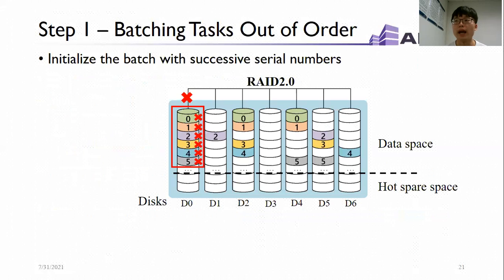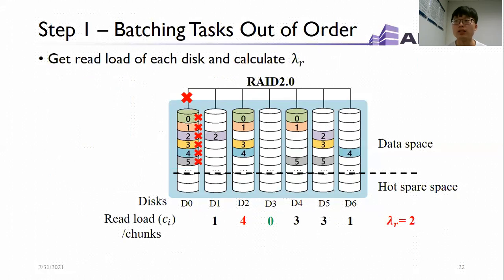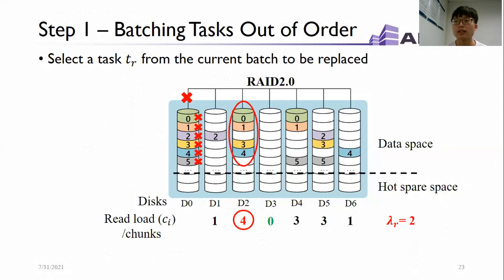For example, we add the first 6 tasks to the current batch. Then we get the read load CI of each surviving disk. The larger CI is, the hotter DI is. Here C2 is the largest, so D2 is the hottest disk. The lambda read is 2, which means the read load of the current batch is imbalanced, and this batch of tasks should be adjusted. The tasks reading from the hottest disks are considered to be replaced. In this example, T0, T1, T3, and T4 are considered to be replaced.